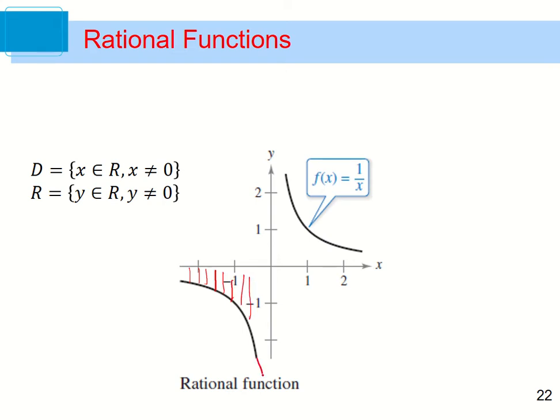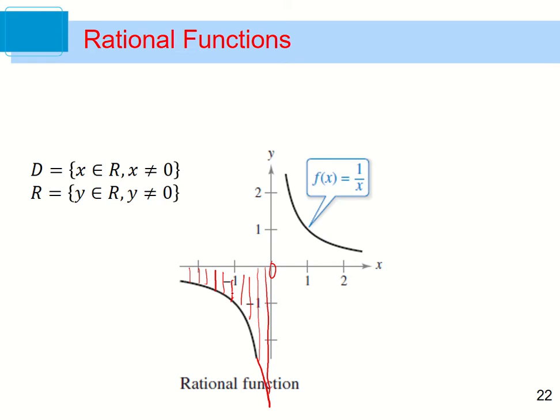When we extend this graph, the x can be any value except one value. The x cannot be 0. For the y-axis here, the graph will not touch the y-axis, so the x cannot be 0.